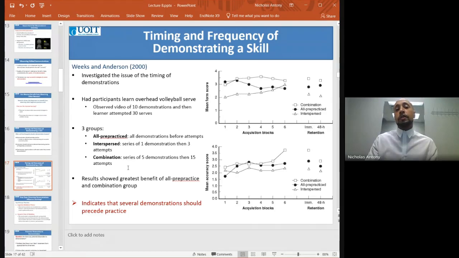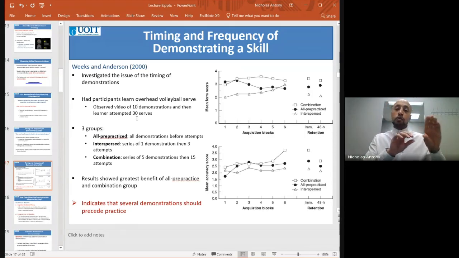And here's an example of a study that sort of proved this. This was one study where people were learning how to do an overhead volleyball serve. There were three different groups. Each group had 10 demonstrations and 30 serves. One group had all 10 demonstrations and then 30 practice serves. The interspersed group had 1 demonstration and then 3 practice attempts, 1 demonstration and 3 practice attempts, and continued on. And the last group, the combination group, had 5 demonstrations and then 15 attempts. So each group had 10 demonstrations and 30 practice trials.